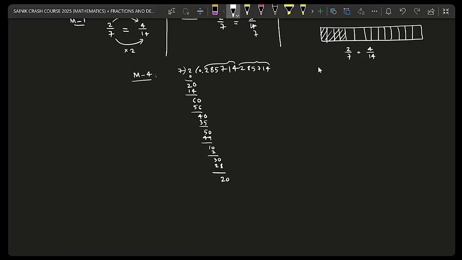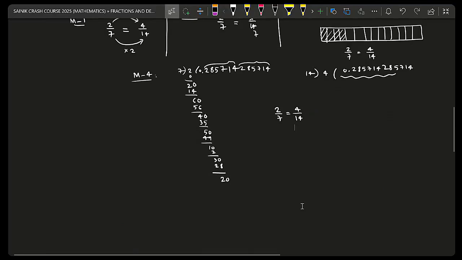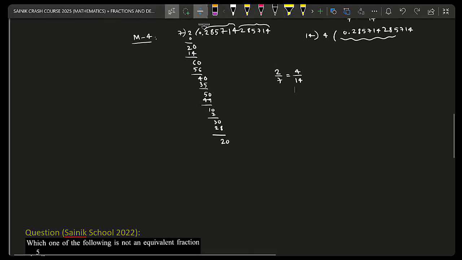Similarly, if you want to convert 4 by 14, divide 4 by 14 and check. You get the same decimal, that is 0.285714, 285714 and so on. Because the decimal expansions are equal, we can say 2 by 7 is equal to 4 by 14. I'm not doing 4 by 14, I'm leaving it to you to convert. But is there any other method, Vaishnavi? Method number 5.